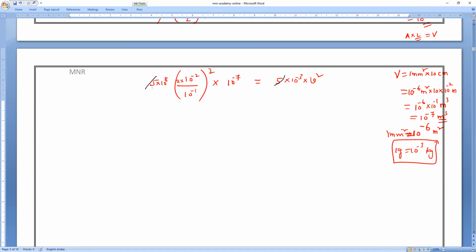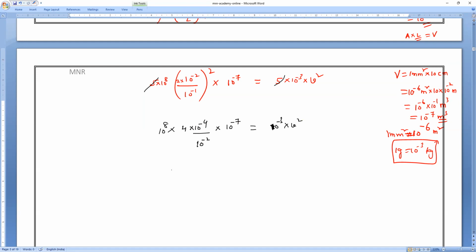On both sides, 5 and 5 are there. Can I cancel 5 and 5? Any problem? So we get 10 power 8. Next, 10 power 8 into this one. 2 square means how much? 4. So 4 into 10 power minus 4, divided by 10 power minus 2 whole square, into 10 power minus 7, is equal to 10 power minus 3 into v square. So this is what is remaining.